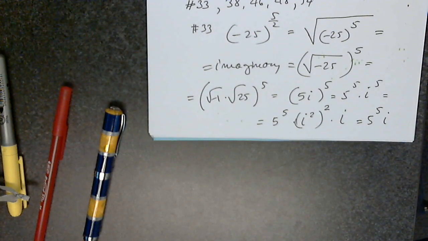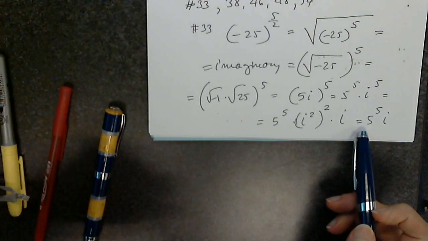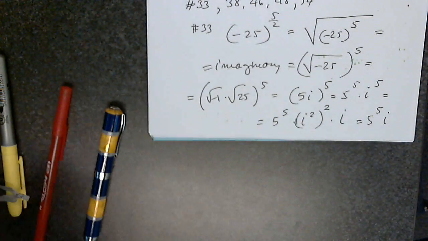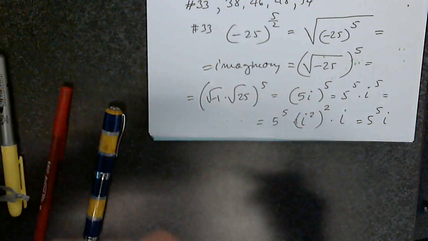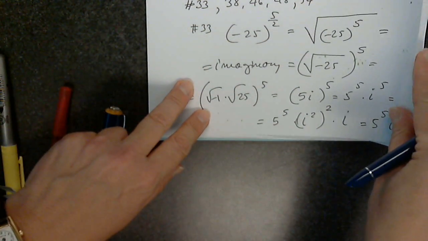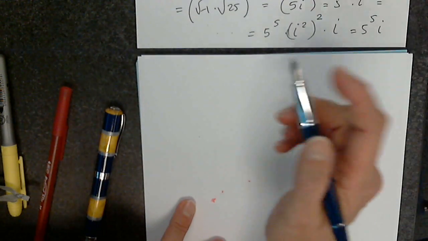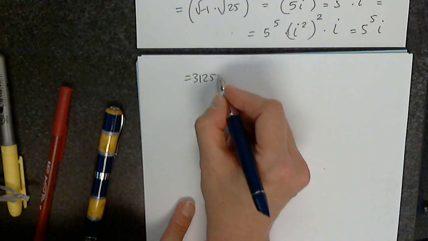Why wouldn't you simplify 5 to the 5th power? Oh yes, of course, I'll do that too. Okay, 5 to the 5th power. I got 3,125. So that equals 3,125 i.